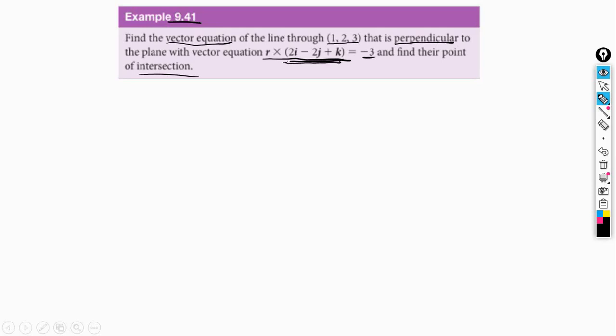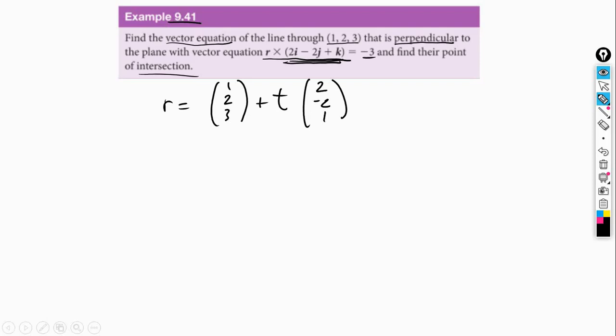So we can write a vector equation for the line in the form r = (1, 2, 3), which would be our starting point, plus t, which is the scalar, times the direction vector, which in this case would be the normal of the plane, right? So (2, −2, 1).